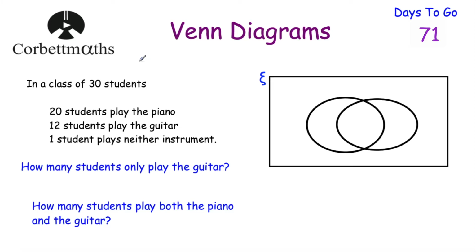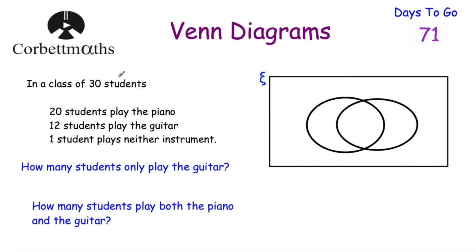Okay, let's have a look at our next question. So our next question says, in a class of 30 students, 20 play the piano, 12 played the guitar. Now actually, because they add together to be 32, some of these students must play both the piano and the guitar, and 1 student plays neither instrument. And the question says, how many students only play the guitar, and how many students play both the piano and the guitar? So feel free to press pause now to try this question yourself.